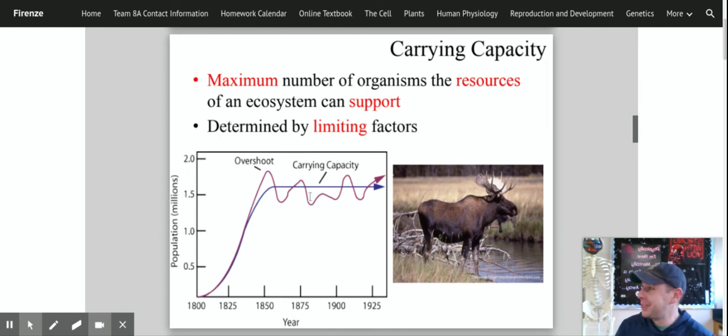But then guess what happens, Bones? It happens again. Go ahead. What happens to the population? It goes back up. That's right. So when the resources are available again, the moose start to reproduce, and they go above their carrying capacity. And it goes like this on and on forever. So the carrying capacity is the maximum number of organisms that can be supported by the ecosystem that they're living in. And this is all based on the limiting factors in their area.